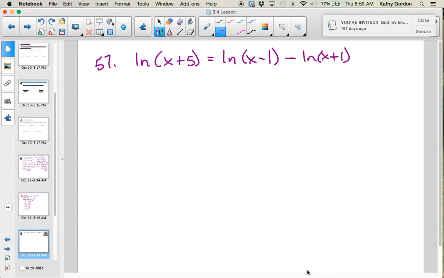And then I can put the two somethings equal to each other. So in this case, subtracting these two logs fits right into our difference property that says, well, I can rewrite that as this.